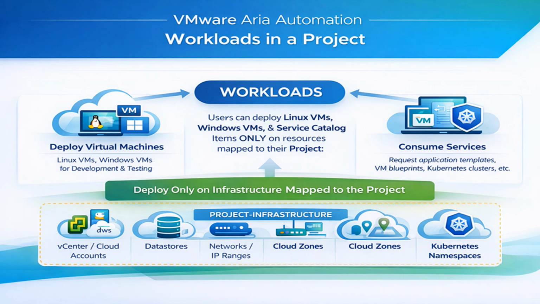However, they cannot deploy anywhere in the data center. They can deploy only on the infrastructure mapped to the project. That infrastructure may include specific vCenter or cloud accounts, selected datastores and storage policies, particular networks and IP ranges, defined cloud zones. Kubernetes namespaces are also included in this. So the project acts as a boundary that controls where users can deploy and what they can access.